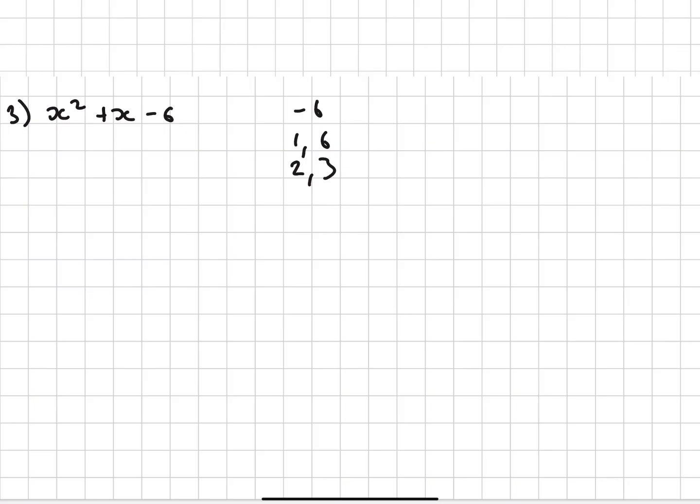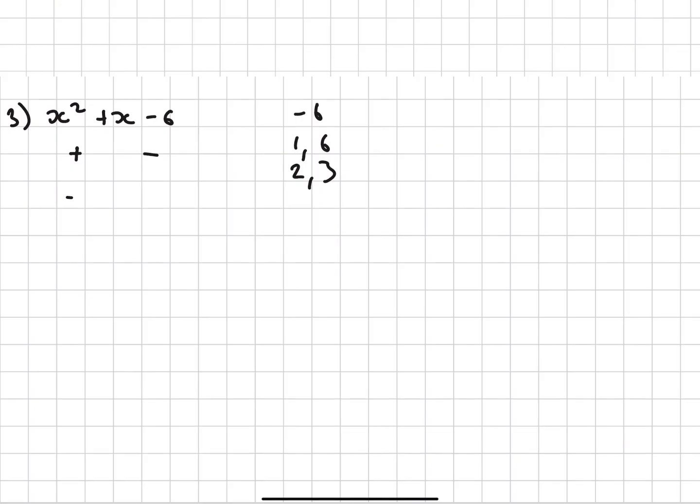Okay, so we can clearly tell that the only numbers that will multiply to give us minus 6 and add to give us plus 1 are going to be 2 and 3. We also know that one of the factors is going to be a plus and the other is going to be a minus. All we need to do is figure out which one is going to be the plus and which one is going to be a minus. So let's start by doing minus 2 plus 3, which gives us positive 1.